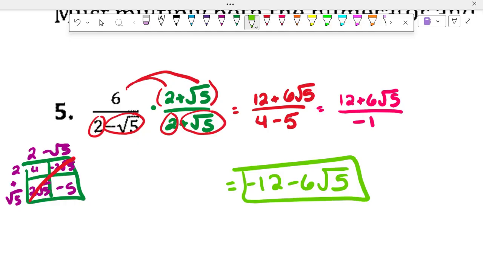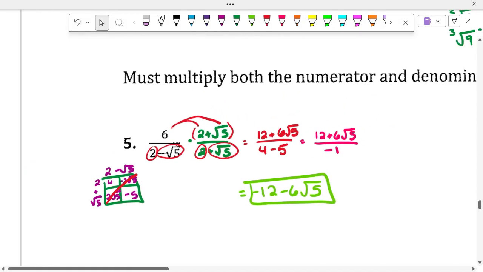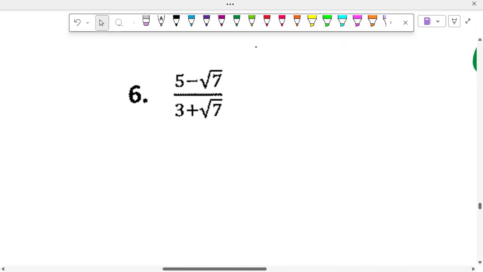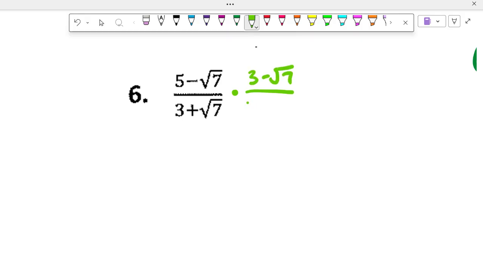So whenever you have a whole number being added or subtracted by a root in the denominator, think about difference of squares. That's what you would multiply to get rid of it. All right, look at number 6. Last one, at least for 5.5. All right. So for number 6, look at the bottom. What do you think I want to multiply the top and the bottom by? 3 minus the square root of 7.